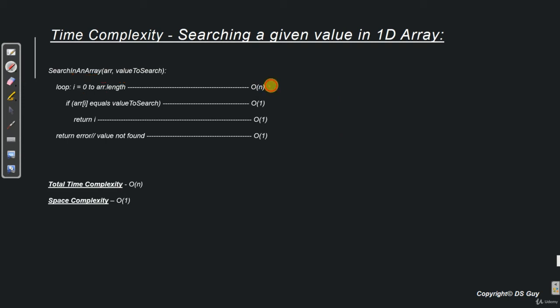So the loop will take order of n time. A comparison will take order of 1 time. Similarly, returning the cell number is a constant time operation. And in the worst case, we have to return an error message. Even that is a constant time operation. So we sum up all this and we get order of n time. Now space complexity is once again order of 1 time, because we might use a temporary variable here and there, but again that is not in proportion to the size of the array, which is n.